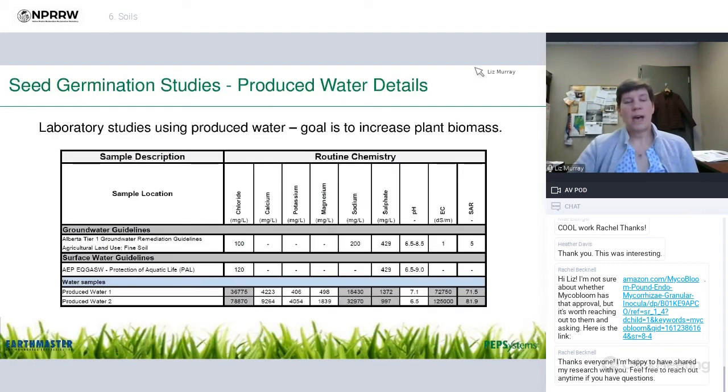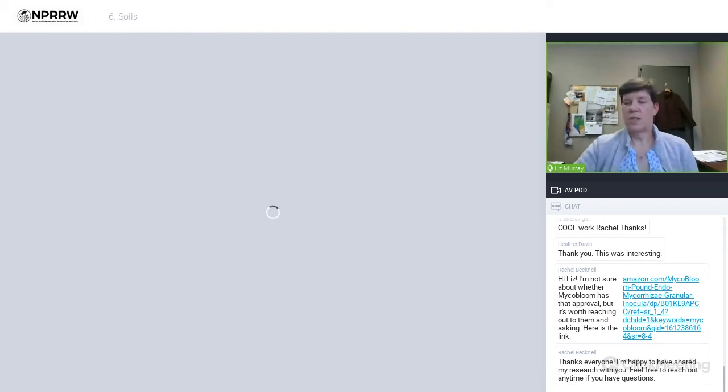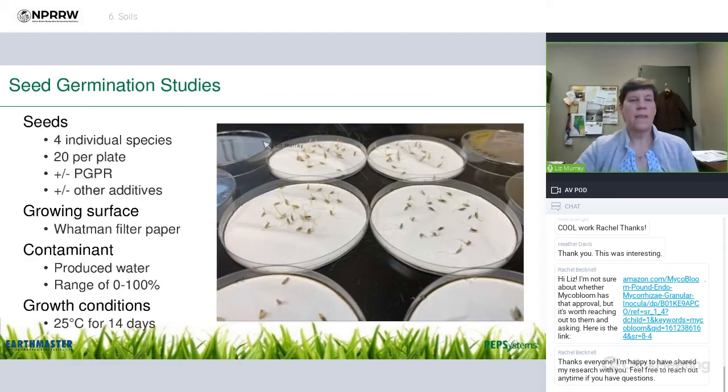So we did some lab studies using produced water, and this is produced water we got from 2 different well sites in Alberta, and you can see the parameters of that produced water, quite high in chloride, quite high in sodium. The EC is insane, and the SARs are insane as well. So quite challenging conditions to grow in. And this is what we did.